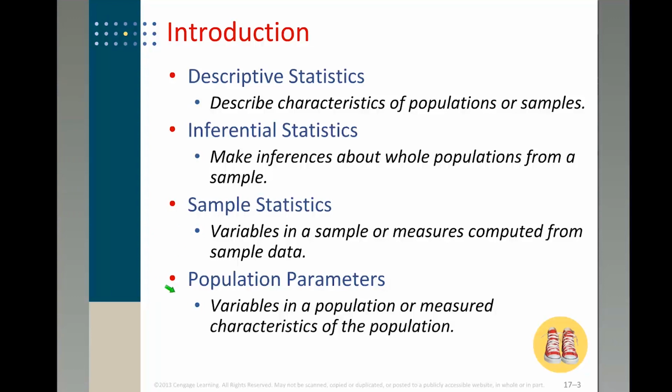Now, correspondingly, we have population parameters, and this is a variable in the population or measured characteristics of the population. That corresponds to the sample statistics. The population parameter is the characteristic for the whole population. Apparently, if you cannot measure the whole population, then you won't be able to calculate or you will not know the population parameter. And this is why a sample is so important, because you can get a sample and obtain sample statistics.